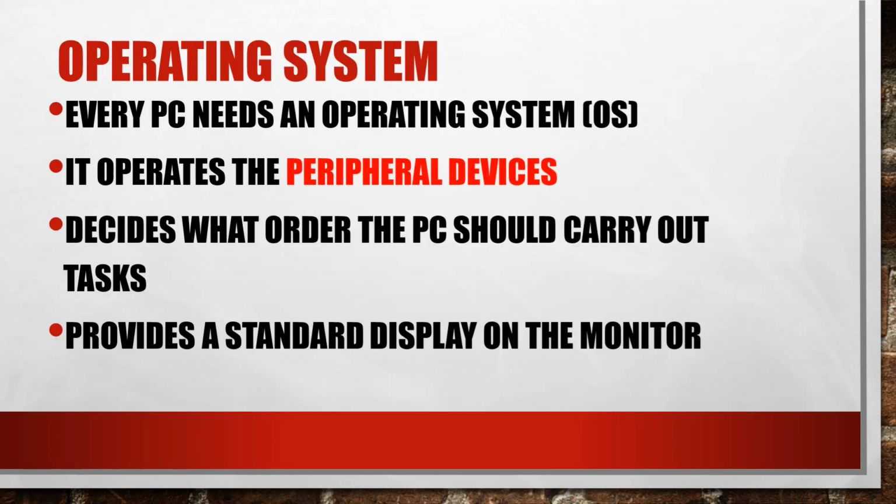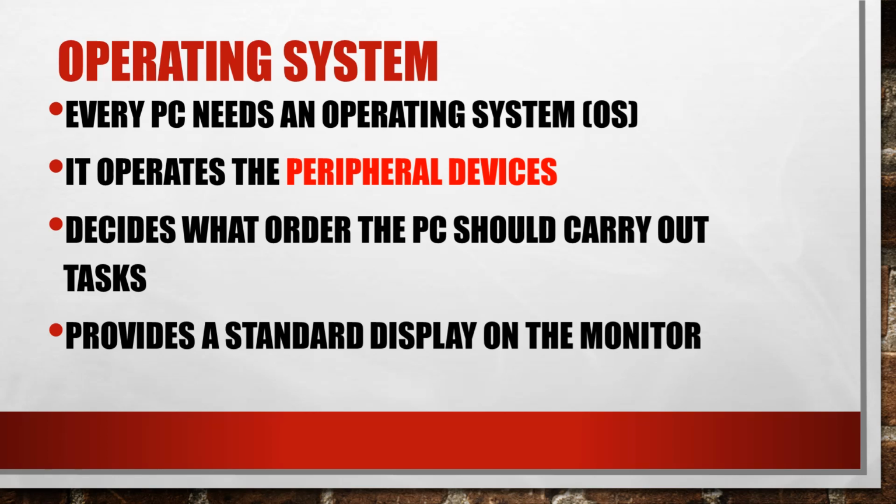Operating system. You might hear nerdy persons, as they say in the US, or those science guys, say, listen, what OS do you have? And it's like, what? OS is just the short form for operating system, right? Every PC, remember PC, personal computer, every PC needs an operating system. It operates the peripheral devices. Peripheral devices are anything that's connected to the computer. Remember we talked about input devices, storage devices, output devices. These are peripheral devices because they all connect to the computer.